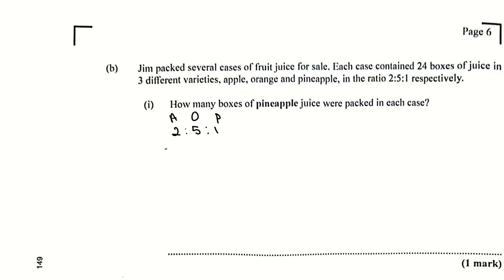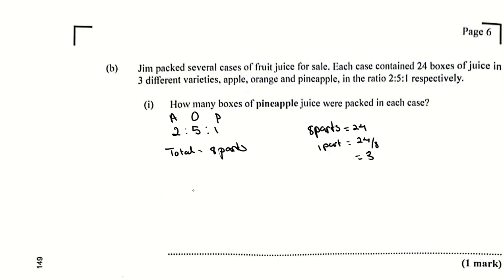We know that your total number of parts would be 5, 6, 7, 8 parts. And they want to know how many boxes of juice were packed in each case. So we know that 8 parts is equal to 24. So 1 part would be 24 divided by 8, which is equal to 3. And how many parts are we looking for? Pineapple, which is 1 part, so 3.